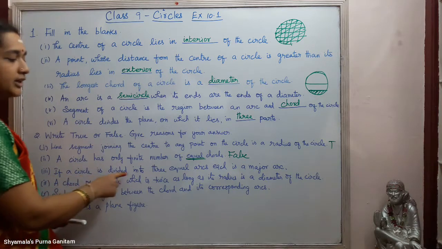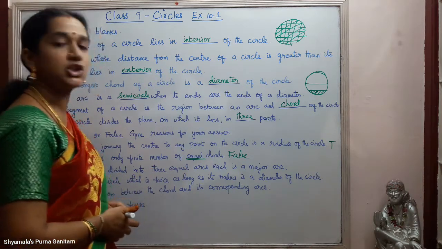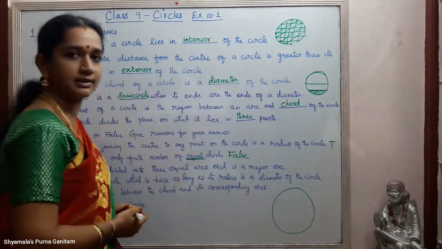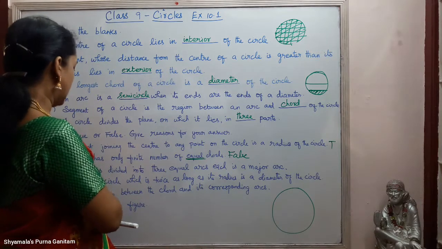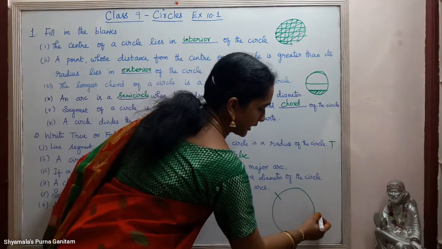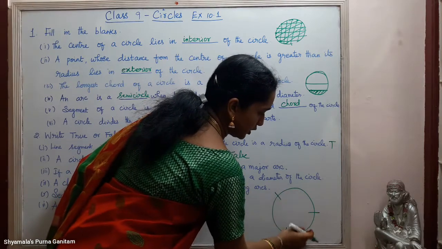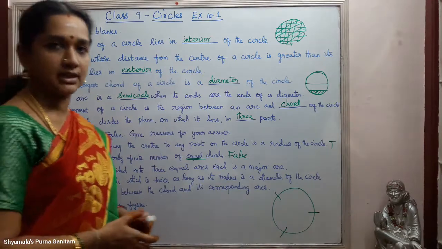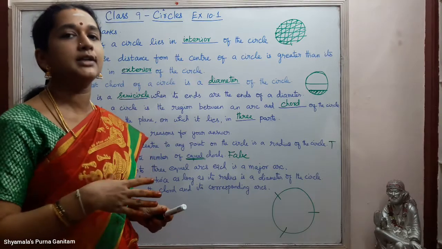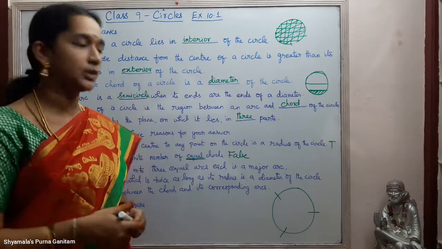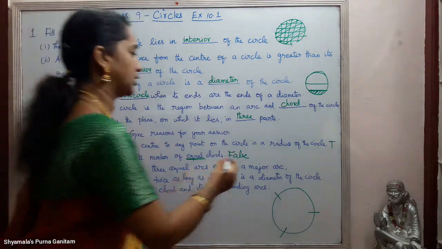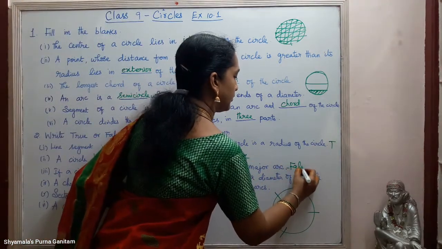If a circle is divided into three equal arcs, each is a major arc. When we divide the circle into three equal arcs, 1, 2, 3, all the arc lengths will be equal. So we cannot say each is a major arc. So this is false.